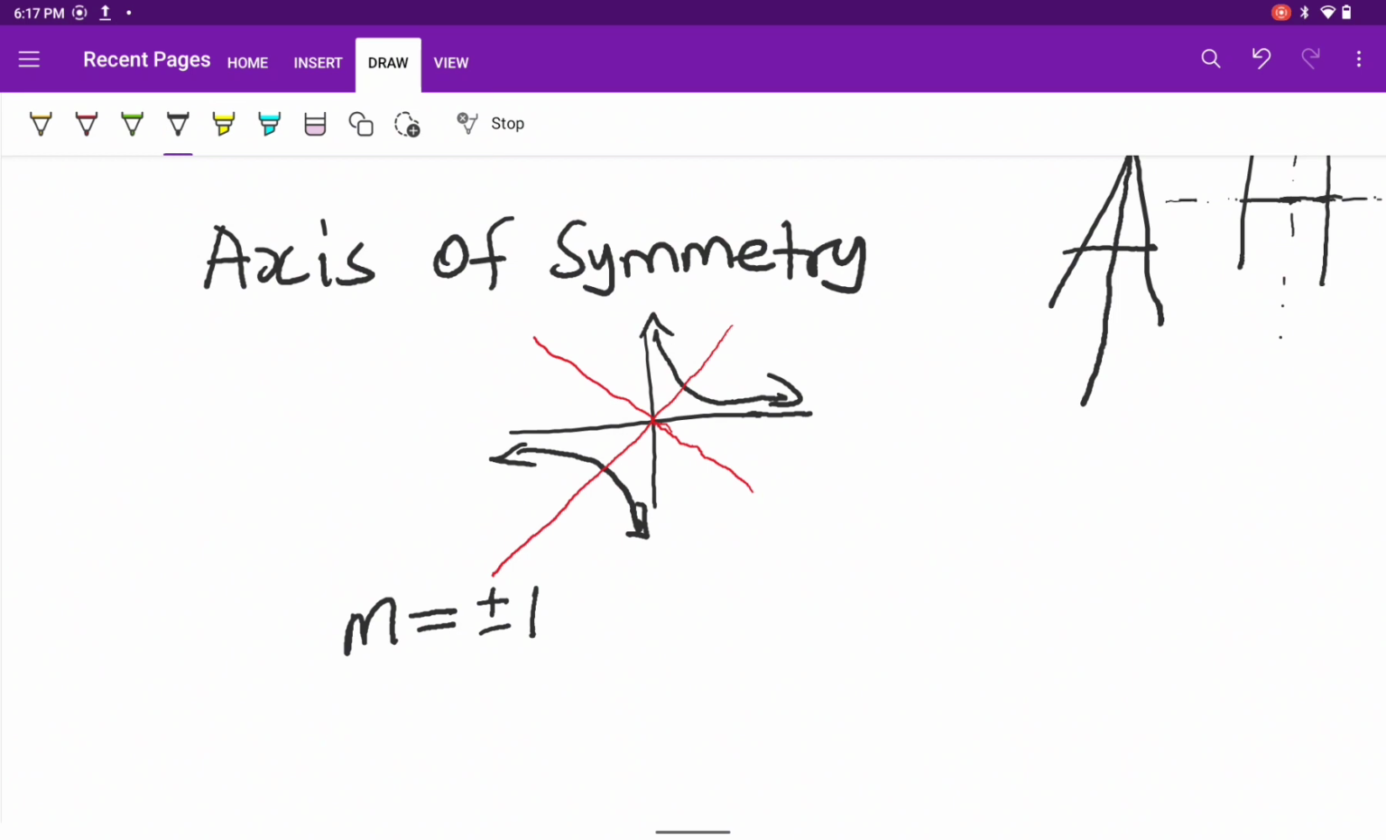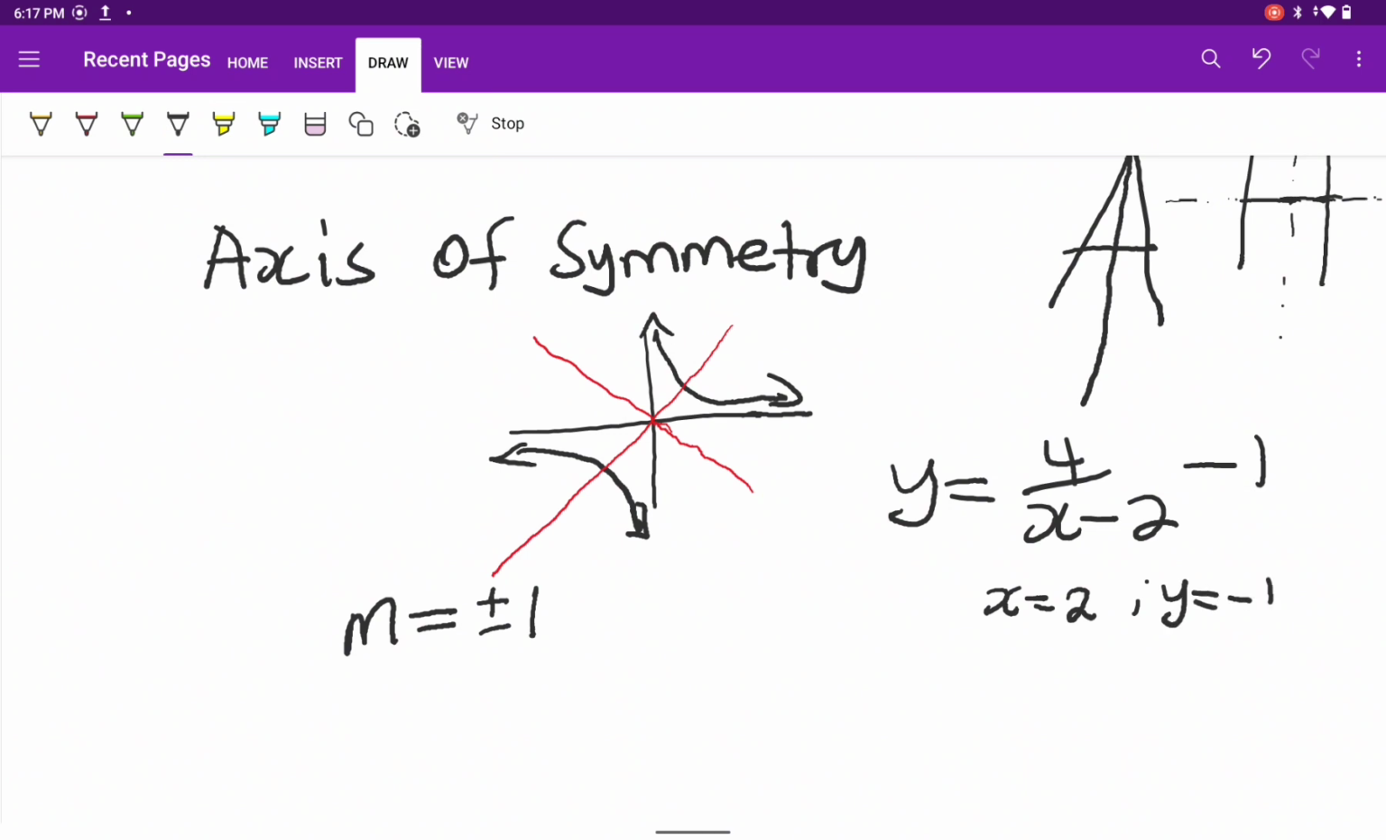Do you still remember our asymptotes? So if we said our graph is 4 over x minus 2, minus 1, and we have the asymptote at x equals 2, and then the y value we said is -1. So it means if we need a point, the point will be 2 and -1. So now we are going to calculate the equation of the axis of symmetry.